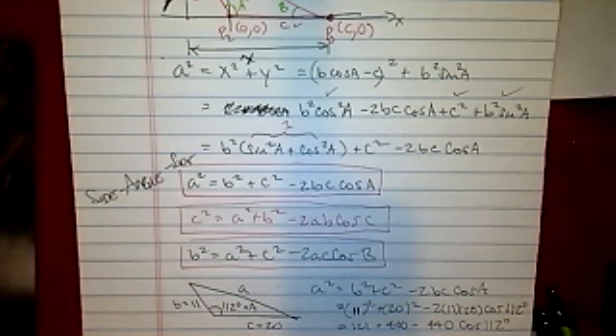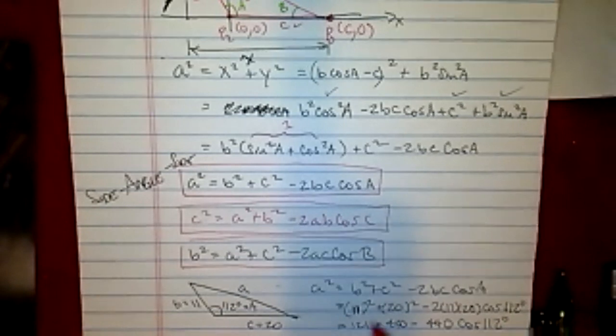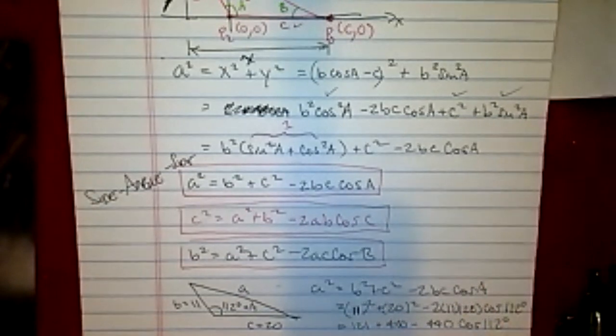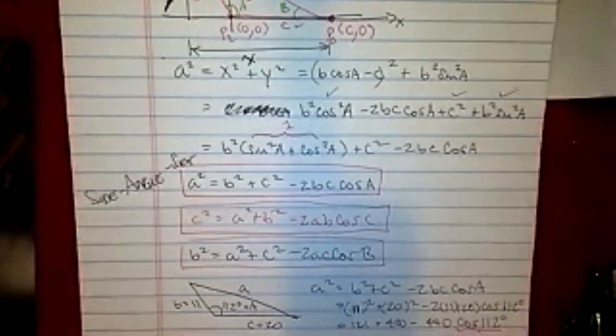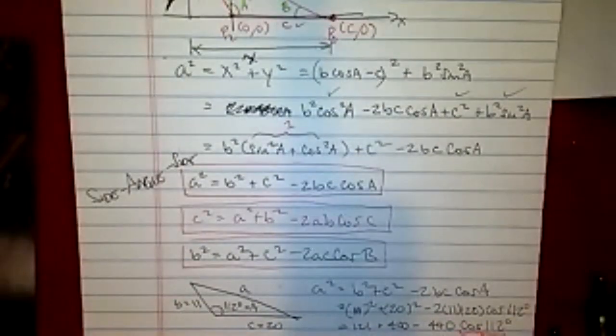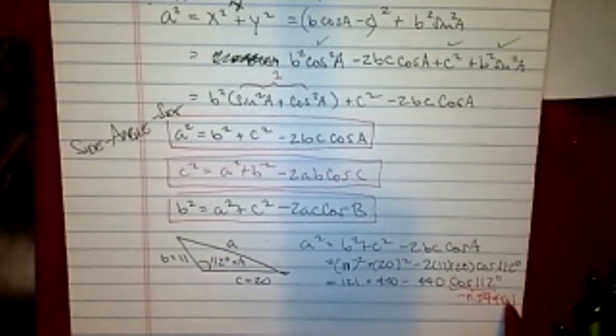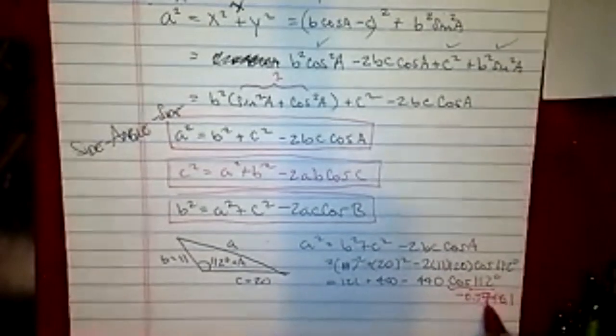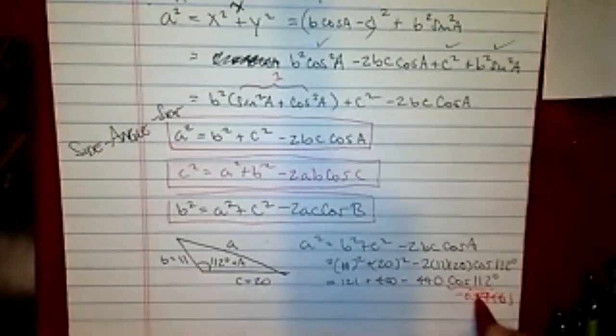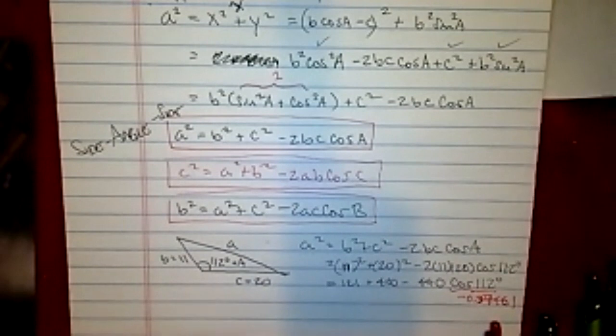So the cosine of this part alone is just negative 0.3746. So that's what the cosine is. That's a 3 and a 7, by the way. It's not written very well. It's negative 0.37461. I apologize for that looking so horrible. So I now multiply that times 440, and of course it's times negative 440, so it becomes positive.